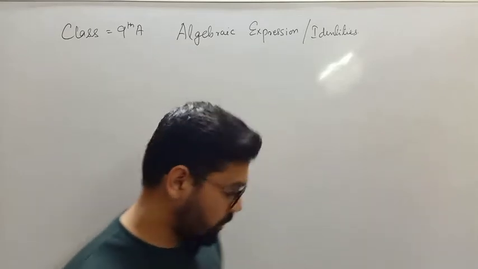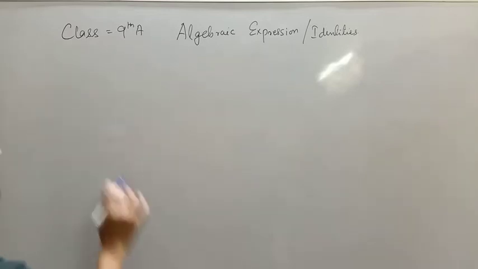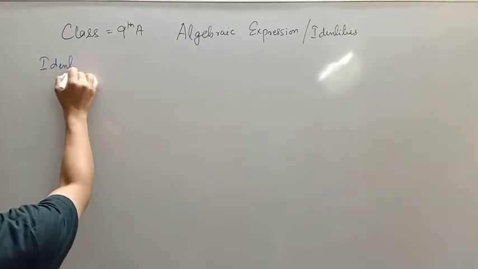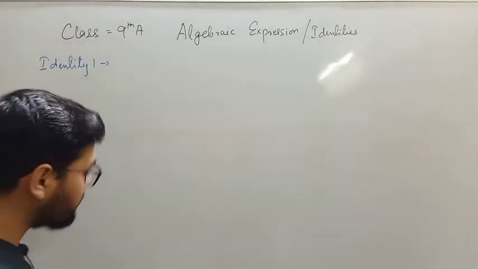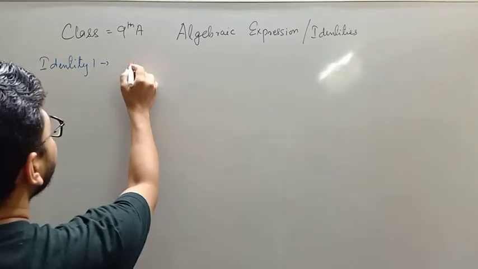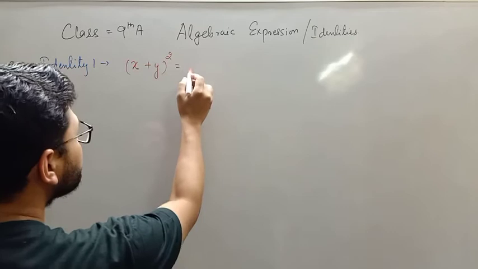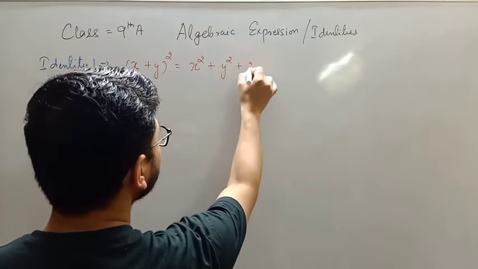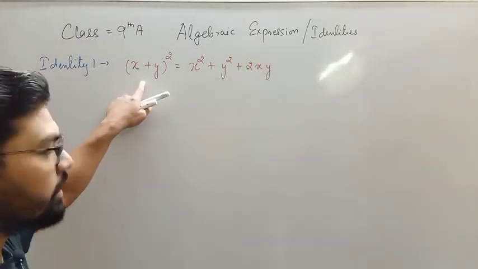Okay, so let's start with the first identity. I hope this identity is known to you all. The first identity is (x + y) whole square is equal to x square plus y square plus 2xy. I think this identity is known to you all, right?